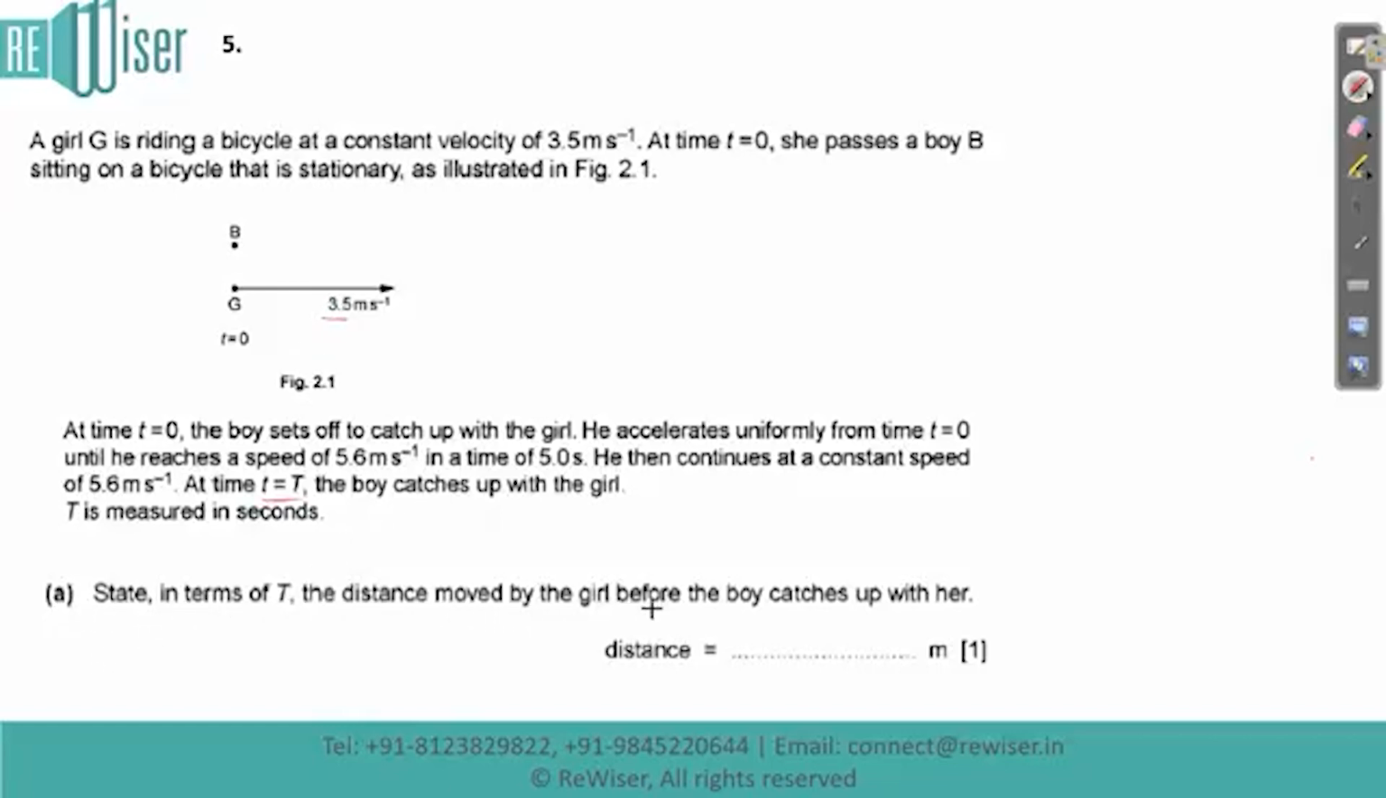State in terms of t the distance moved by the girl before the boy catches up with her. The girl is moving with 3.5 meters per second, constant velocity, and the boy catches her up at time equals big T. So the distance traveled by the girl in this time is simply speed 3.5 into time T. Since she is not accelerating, distance is velocity into time, so 3.5 T. I'll write the girl's distance as 3.5 T.